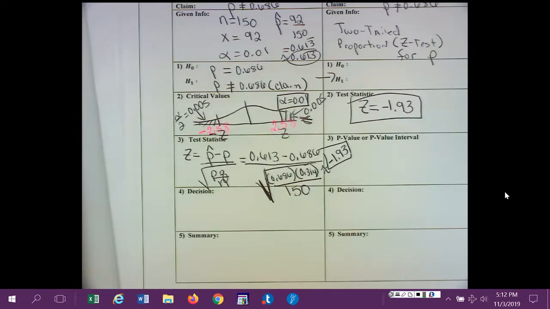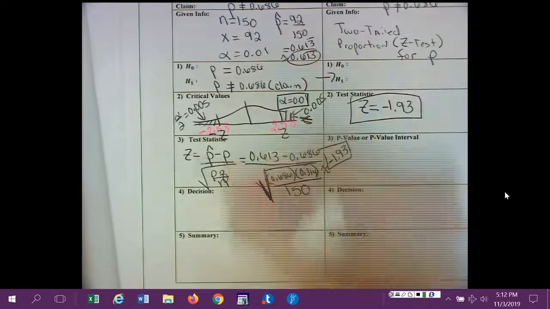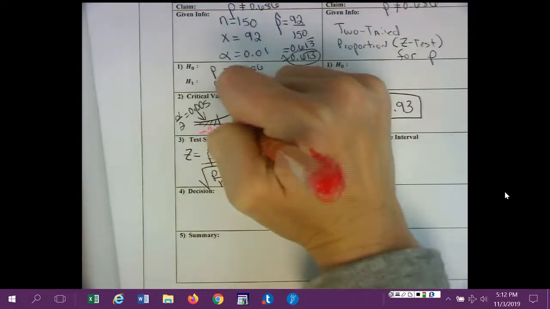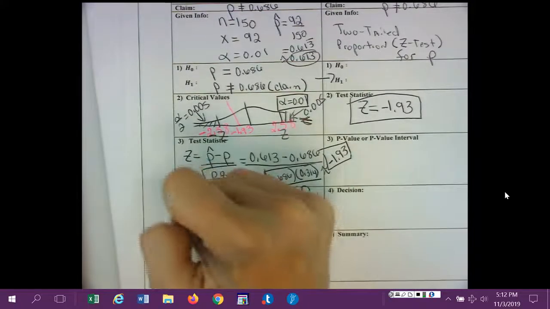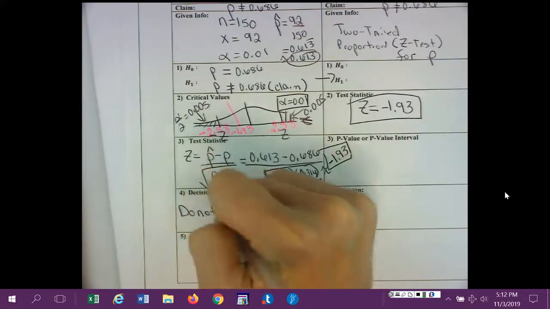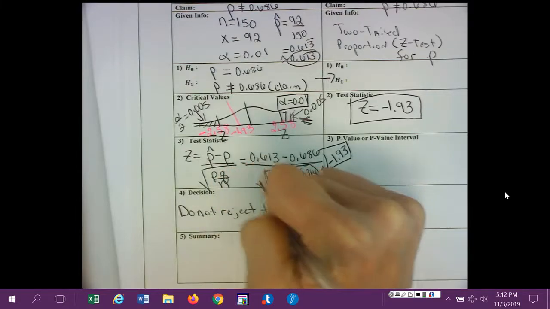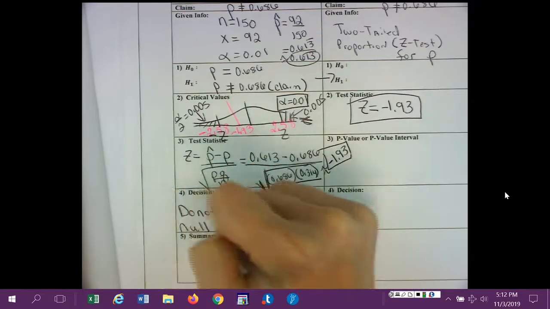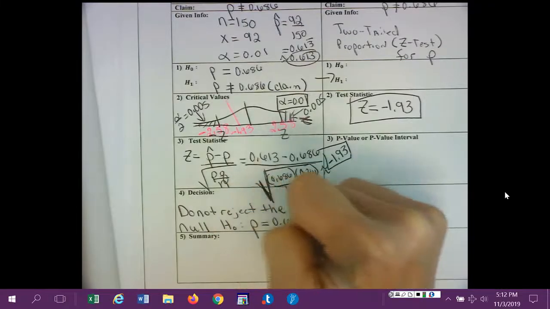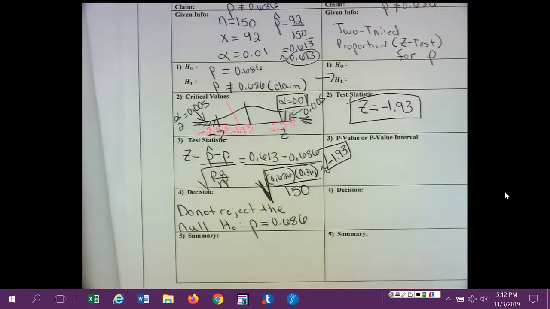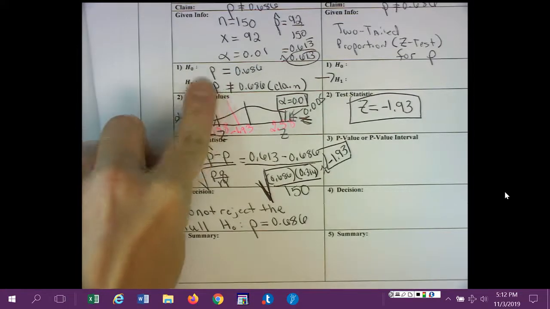Decision. Put your test statistic in the picture, which is a negative 1.93 on the axis. So do not reject the null. It falls in the non-rejection region. Again, the null statement, what we do not reject, is the fact that p is equal to 0.686. Do not reject the null statement. Now the claim is the alternative, but we're not rejecting the null.